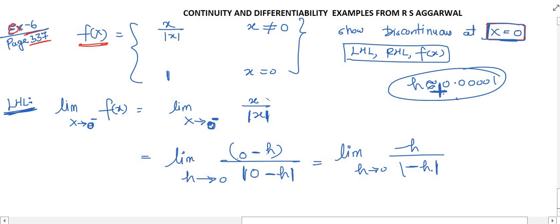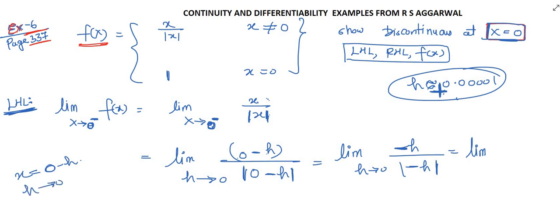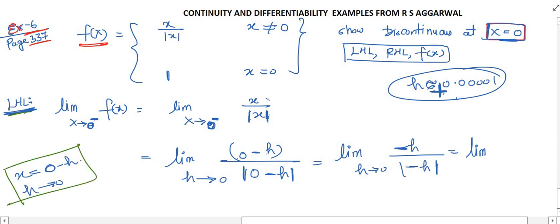Okay, so it will be limit of, be careful in the exam, you may also end up making this mistake. If there is a 0 minus, be careful, x is replaced by 0 minus h and h is tending to 0. These are the steps that we are supposed to follow. For the left hand limit, minus. So we have to take minus.